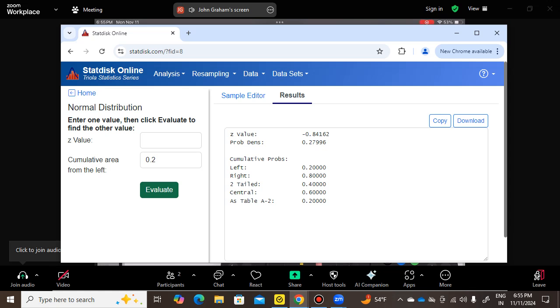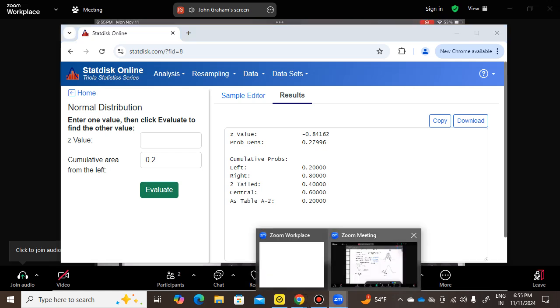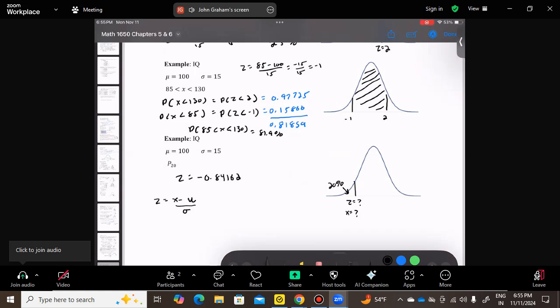Now remember, our z-score equals x minus the mean over the standard deviation. We're going to start with the z-score formula and solve it for x. So z times the standard deviation equals x minus the mean. Then add the mean over, and we get z times the standard deviation plus the mean equals x.